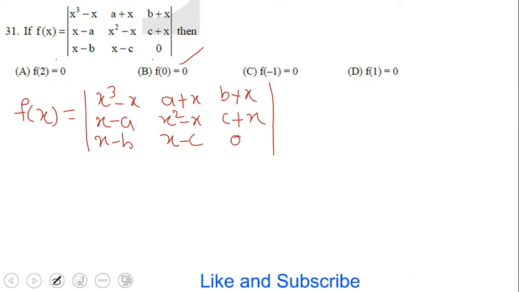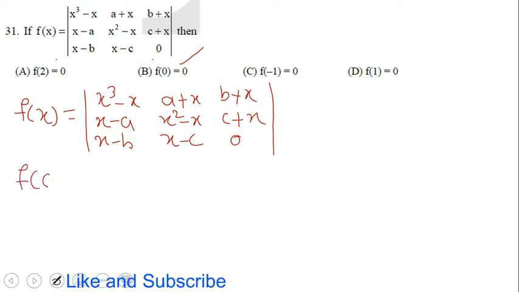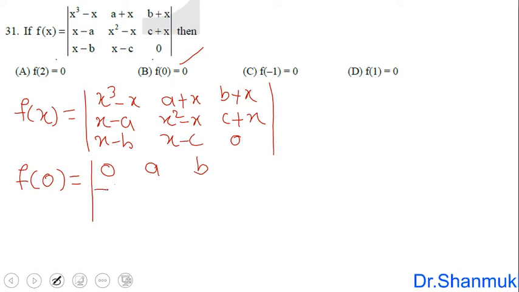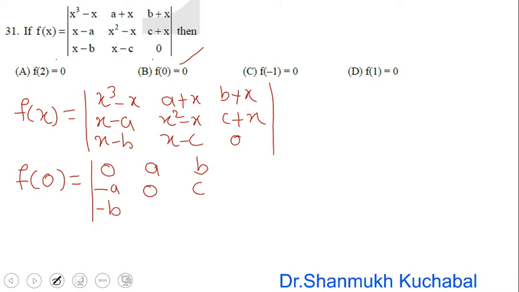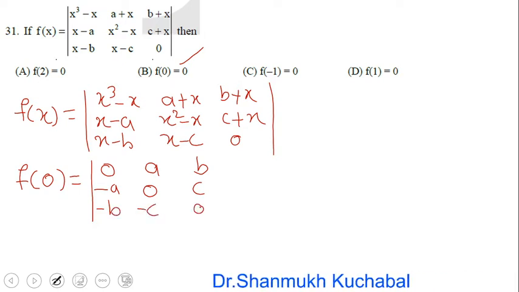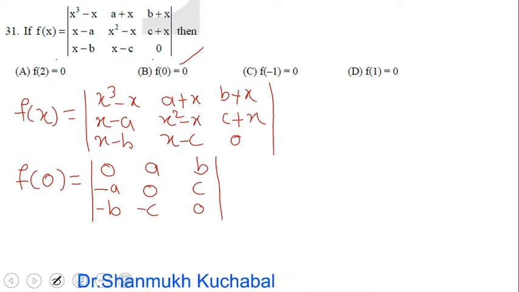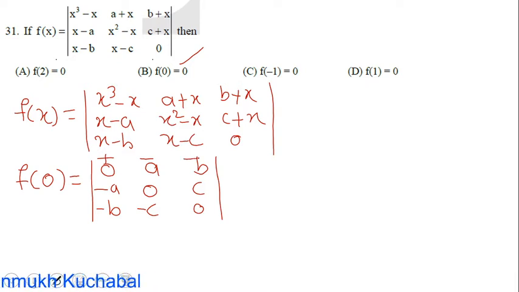Wherever x is present, I take 0 here. So we get f of 0. So we get 0 cube minus 0, 0. Next a, b. Next minus a, 0, c. Next minus b, minus c, 0 we get. Further, we will take alternately positive and negative signs, plus, minus, plus, and we will expand this determinant.